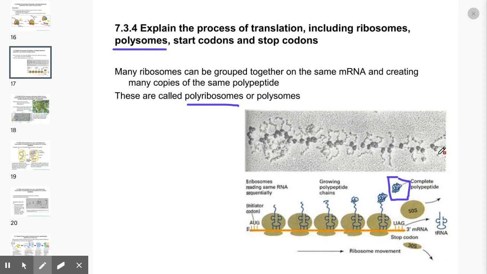It's a pretty cool image here where you can see all of the ribosomes with all the little growing polypeptides coming off the tops and the bottoms. Pretty cool. So that's all a polysome is.